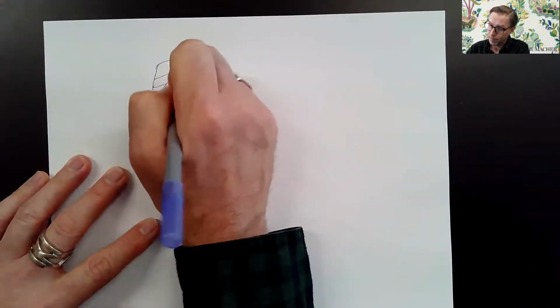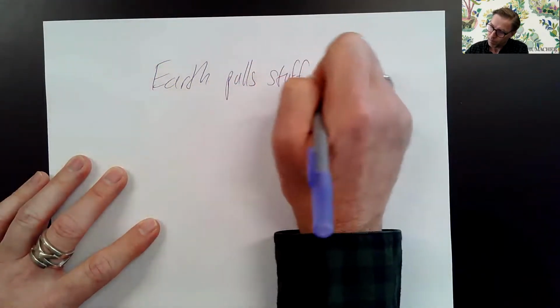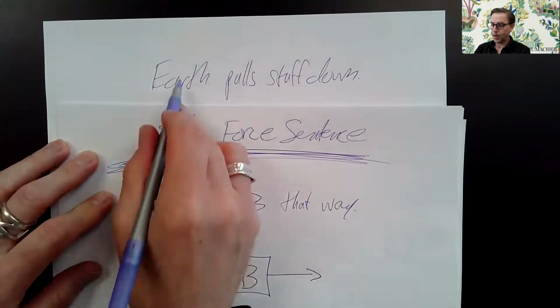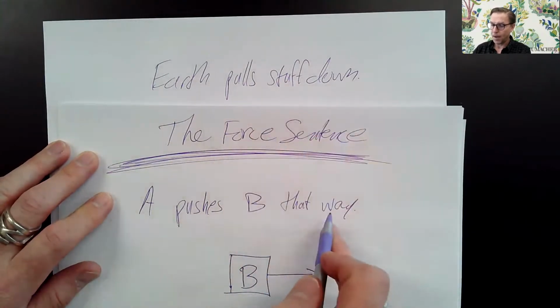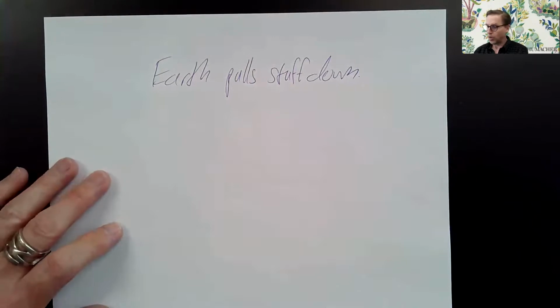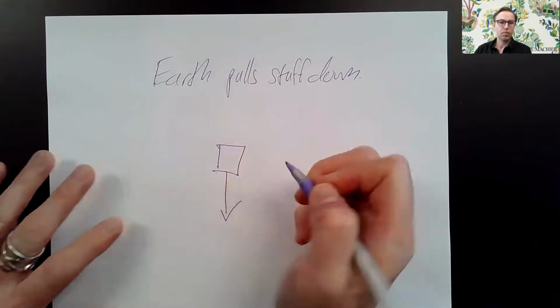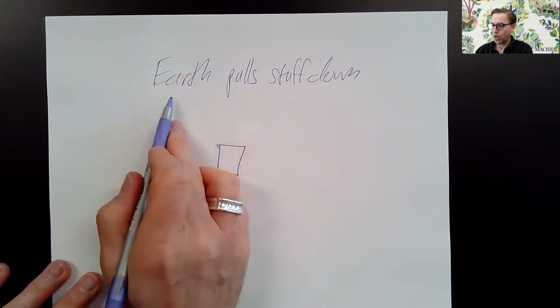Earth pulls stuff down. Is that a force sentence? Yes, Earth is the pusher. Some stuff gets pushed down that way, is the direction. So if this is an object, Earth pulls it down. There's my free body diagram. Earth pulls stuff down. Done. Don't ever use the word gravity. You don't need it. Just got the pusher and the pushed.